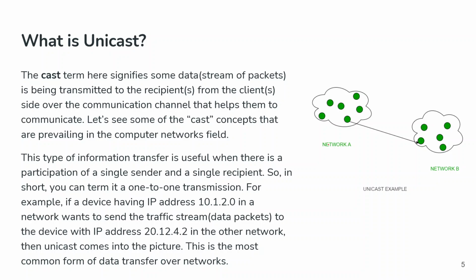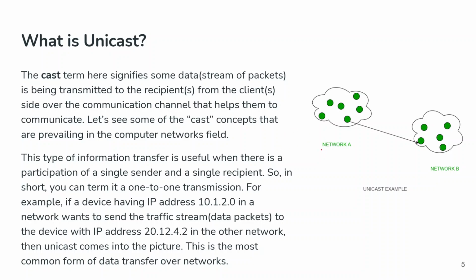Okay. Now let us move on to what is unicast. The term cast here signifies some data, that is a stream of packets, being transmitted to the recipient from the client side over the communication channel that helps them to communicate. Now let's see some of the cast concepts that are prevailing in the computer networks field. This type of information transfer is useful when there is participation of a single sender and a single receiver.